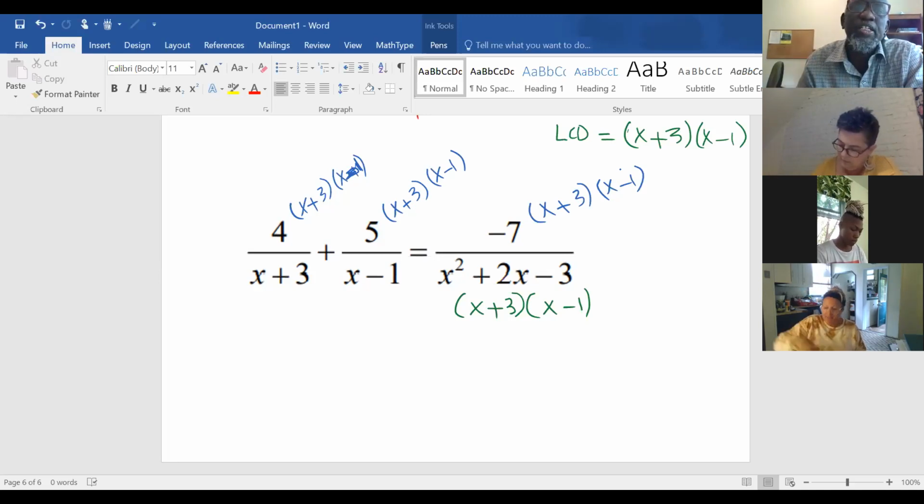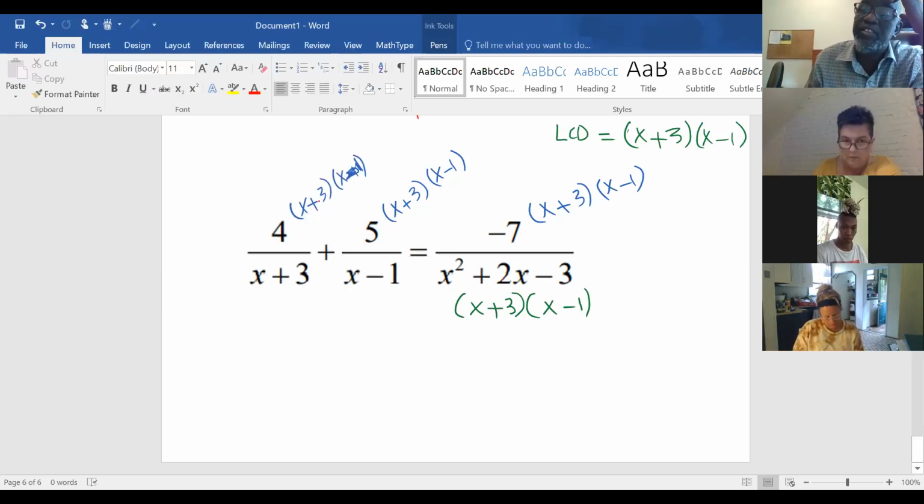Why? Because now you simplify. Look, x plus 3, can you cross out x plus 3 from the first one? Yes. x plus 3 is gone. So what's left? I just read what's left, I don't do the math yet. What's left? x. 4 is left, right? Parentheses what? x minus 1. x minus 1, thank you.